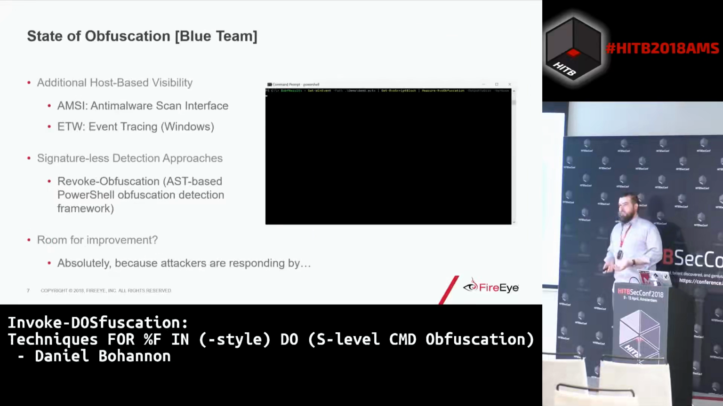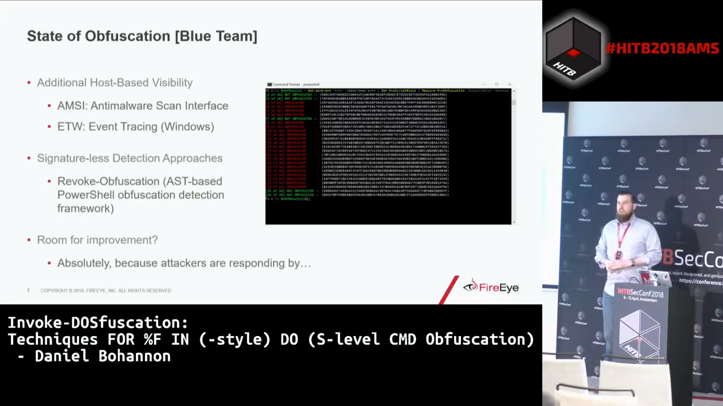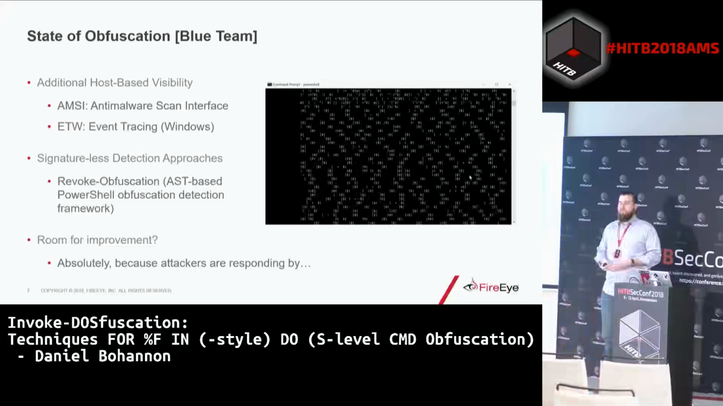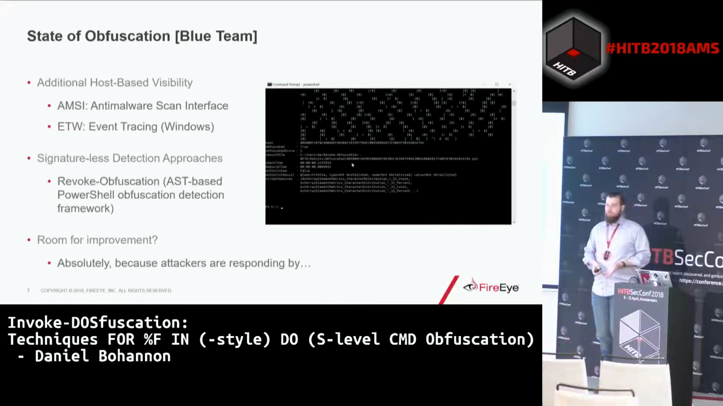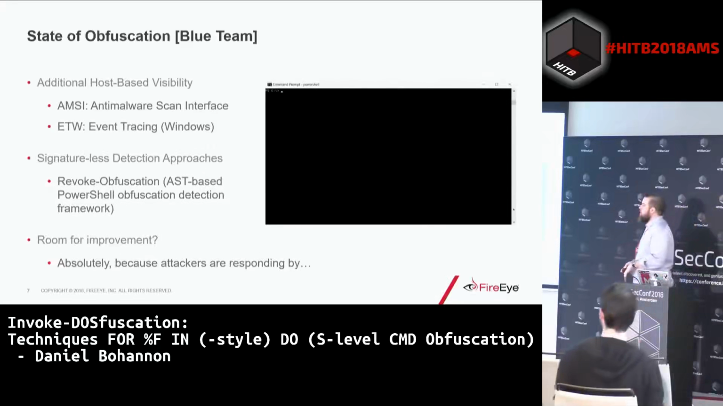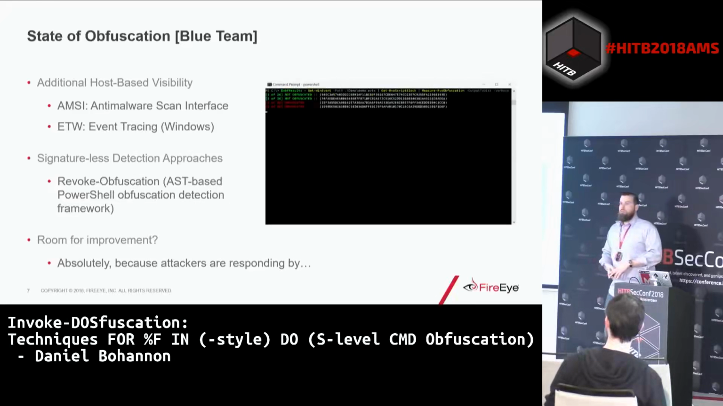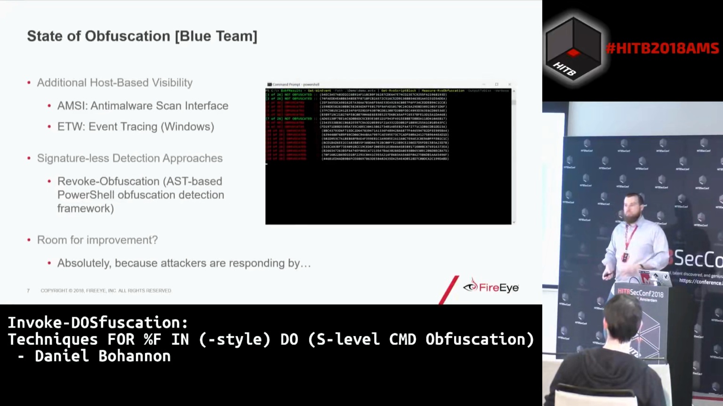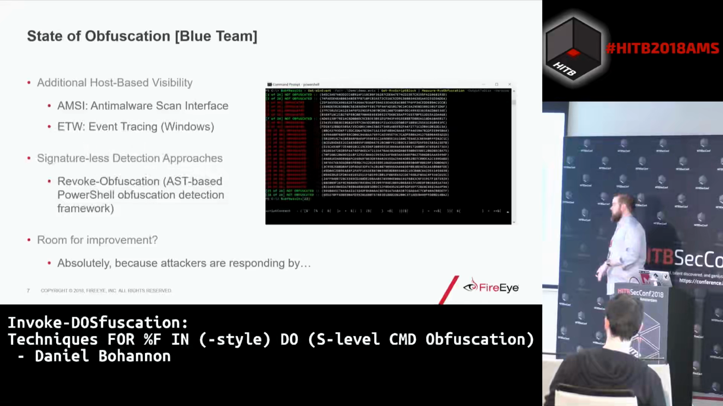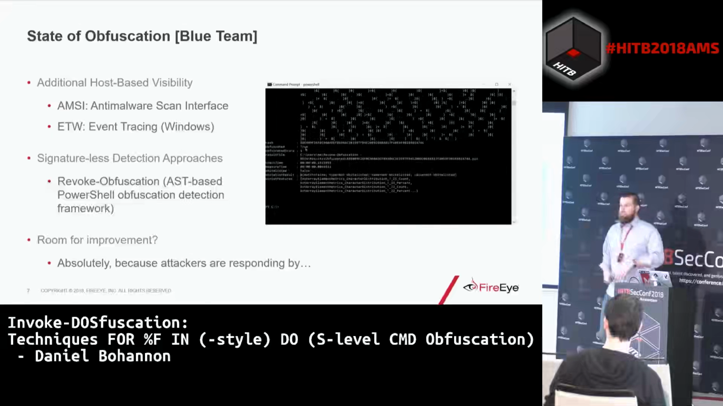From the blue team perspective, there have actually been some significant improvements in capabilities and visibility over the past several years. That doesn't mean many people are actually taking advantage of this additional visibility, but you have things like Microsoft's AMSI, the Antimalware Scan Interface, and ETW, Event Tracing for Windows, which has been around forever but is being rediscovered in the security world, for additional visibility without having to write your own kernel drivers. You have signatureless detection approaches, which is what this is here. This is a little GIF of the Revoke-Obfuscation work that Lee and I did.